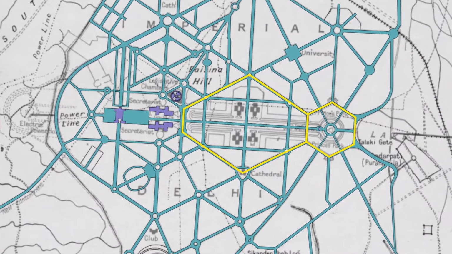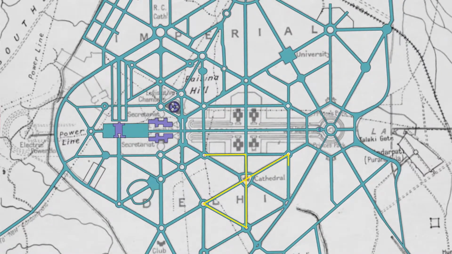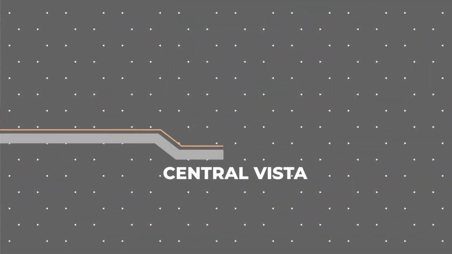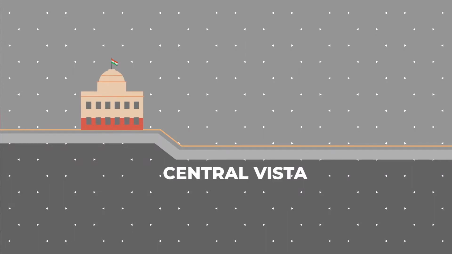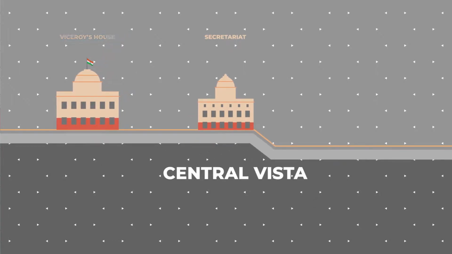Lutyens initially designed the capital region in a purely geometrical pattern with hexagonal and triangular intersections of streets. The central avenue was planned towards an acropolis-like design with the Viceroy's House as the Pantheon. Initially, only the Viceroy's House was supposed to be at the top of Raisina Hill, with other buildings at the lower level. But Baker insisted on including the Secretariat as well.